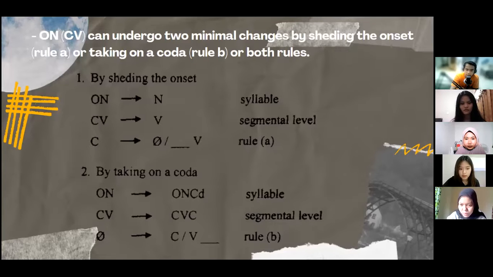Number 2, by taking on a coda. Onset as on coda, it's a syllable, and then consonant vowel is closed syllable, segmental level, and then adding a coda to the vowel, rule B. Number 3, by shading the onset and taking on a coda. Consonant to the vowel, rule A, and then adding a consonant to the vowel, rule B. And then the application is onset, nucleus coda, or vowel consonant as a syllable.